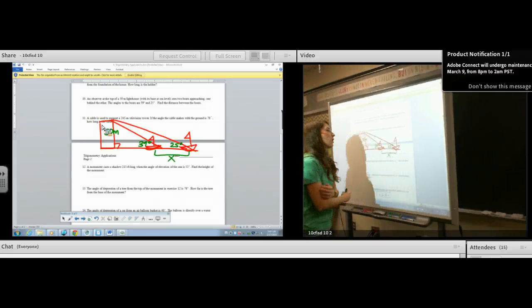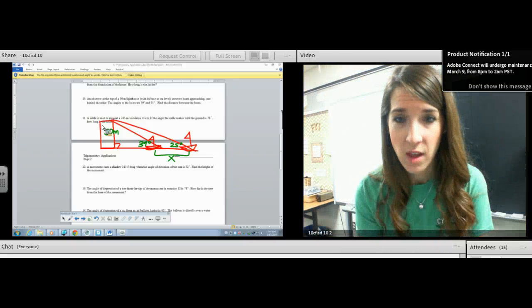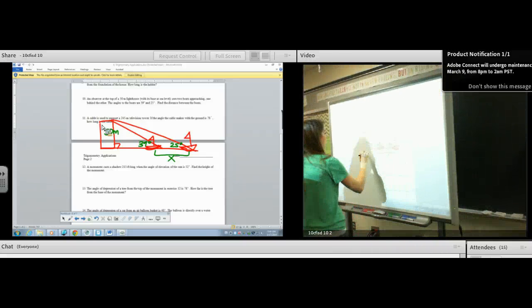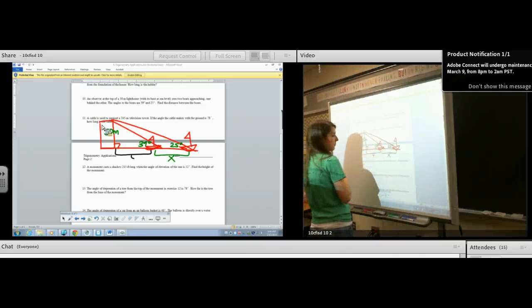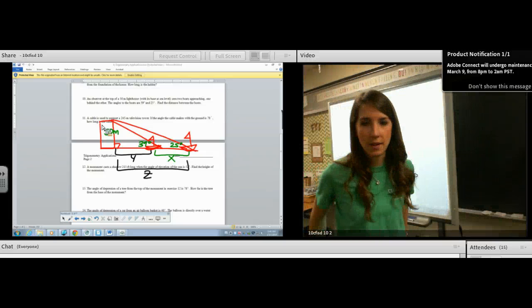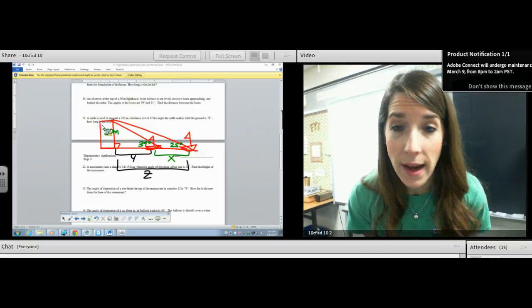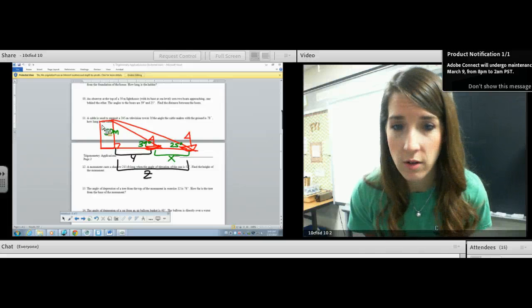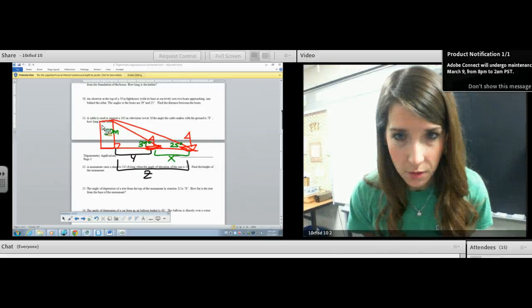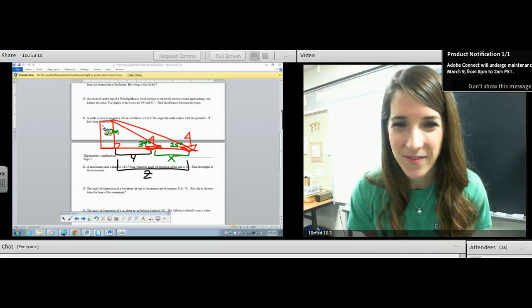On this one, it's actually a 3-step problem. You're going to have to solve for y, then you're going to have to solve for z, and then you're going to need to subtract them to find x. The reason we can't find x right away is because x is not part of a right triangle. It's part of a very obtuse triangle, not a right triangle. So you have to use your right triangles to help you find your other one, your x.